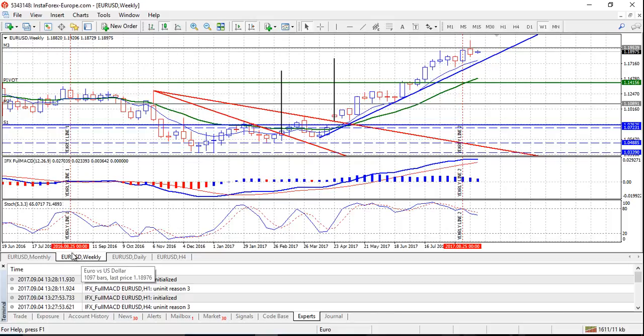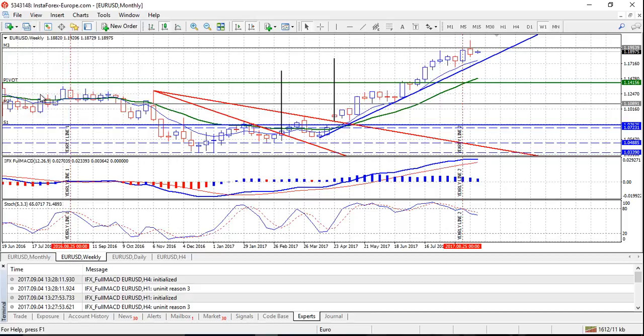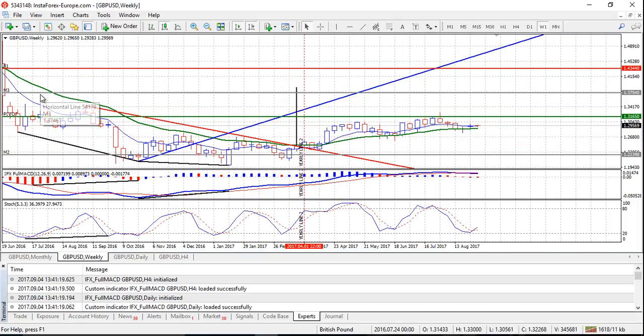Okay, let me just briefly show you the one I was on before, profiles. You can see the euro here is ticked, so that's to tell you that this is the chart of the euro. I was on the British pounds before. Let me just pull the information out. You can see this is the British pounds.